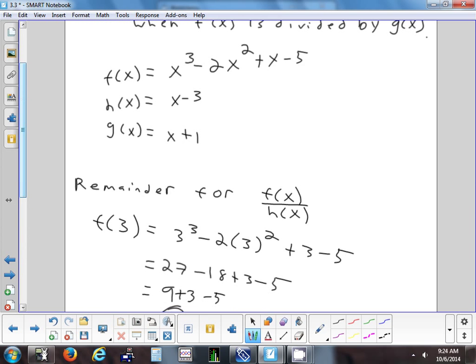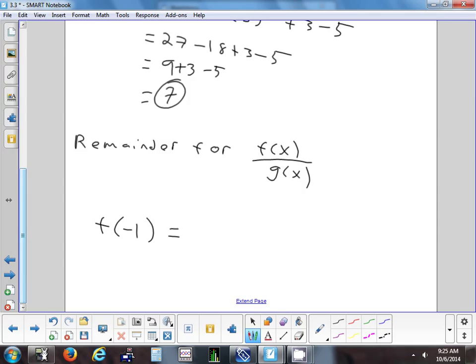Okay, what am I going to plug in this time? Cassie? -1. Yeah, -1. Okay, it's what comes after the minus sign. If you want to rewrite g of x, think of it this way. Circle what comes after the minus sign. -1. That's the biggest mistake people make when they use the remainder theorem, whether it's a negative or a positive.